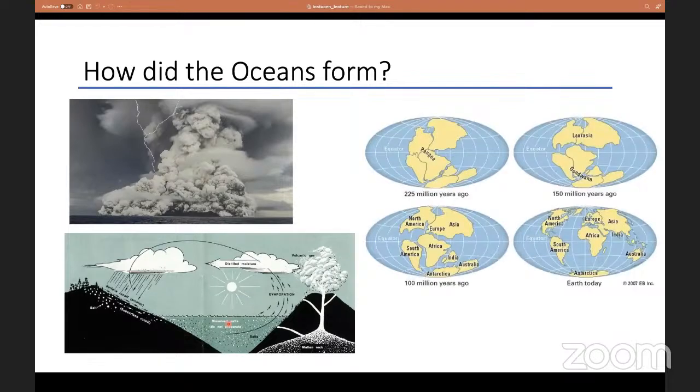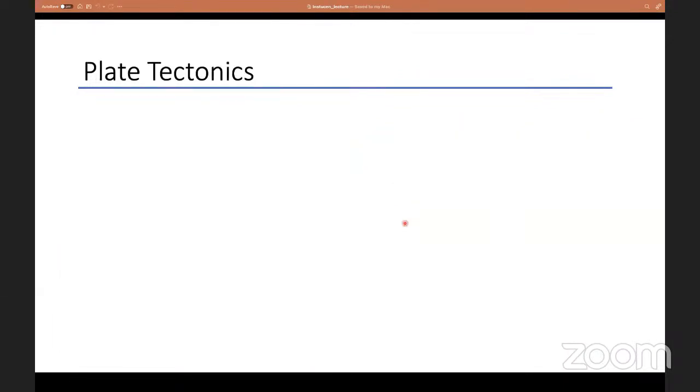And eventually, as a result of continental drift, or plate tectonics, another name that we know it by, we got the five oceans that we see today, but also the various continents that show how Earth appears today. I talk about plate tectonics because that's one of the main drivers for the oceanic crust, or the main feature that forms the oceanic crust.